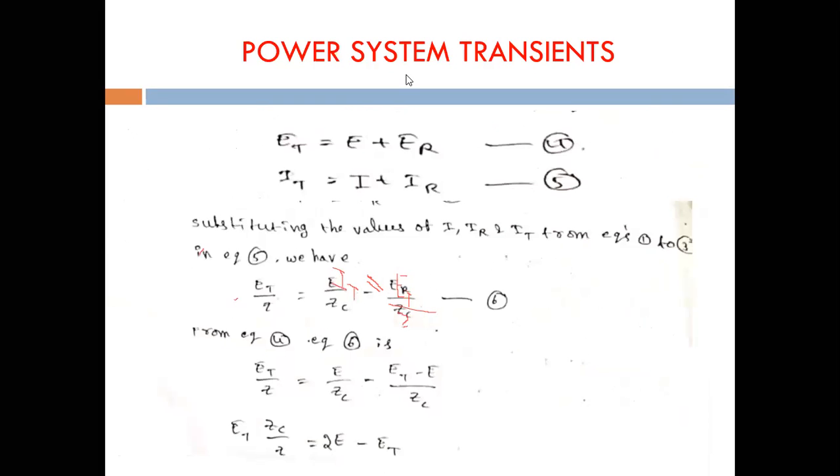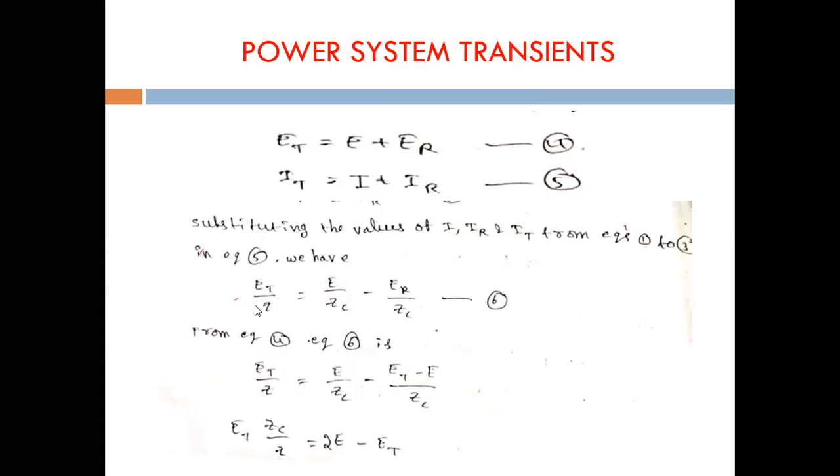In equation number 5, IT is equal to ET by Z, I is equal to E by ZC, and IR is equal to ER by ZC. Substitute equations 1, 2, 3 in equation number 5. By using equations 1, 2, 3, we find IT, I and IR, and then substitute those values in equation number 5.